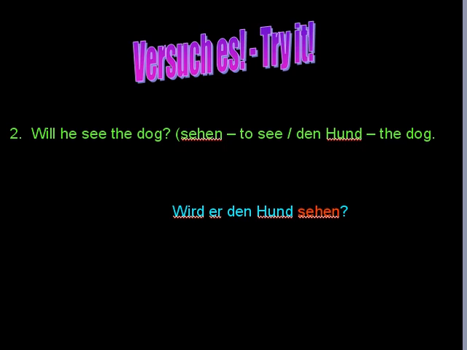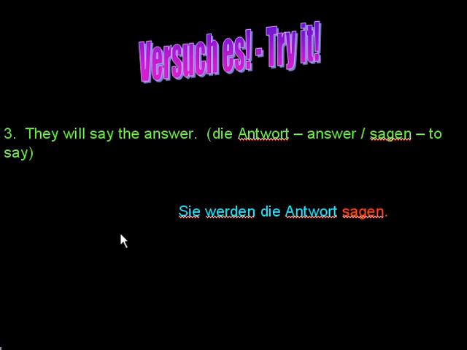You know, in German, every noun is either going to be a masculine noun, a feminine noun, or a neuter noun or neutral noun. So Hund is actually a masculine noun, der Hund. And because the dog in this sentence is the direct object of the sentence, it's accusative case. So der changes to den. Wird er den Hund sehen? They will say the answer. Sie werden die Antwort sagen. Sagen going to the end. Sagen sometimes can also be translated as to tell.